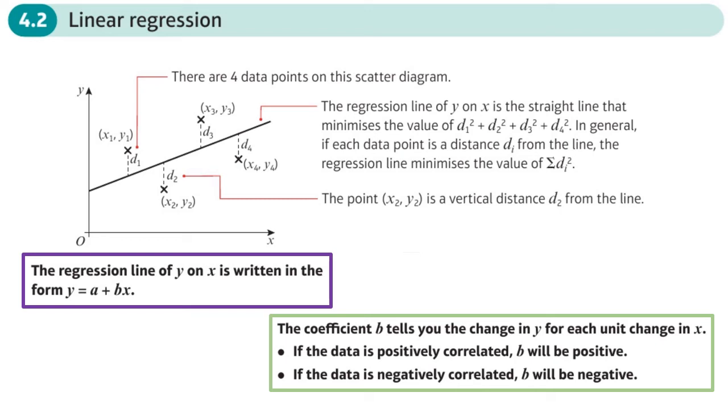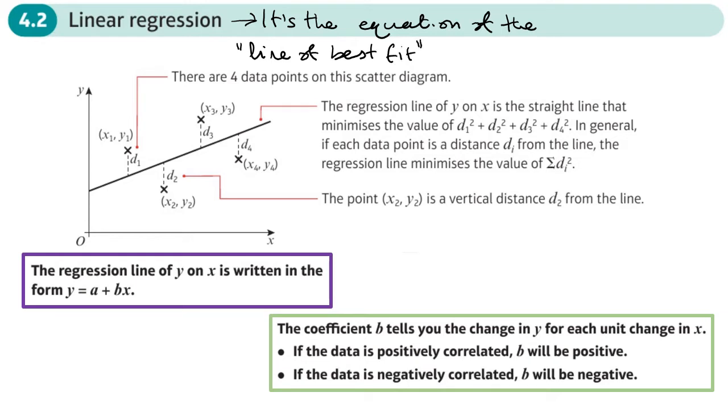This is the second section of the correlation chapter in the Applied Year 1 book, and this is linear regression. So before I go through all this stuff, I can just tell you in one sentence what linear regression is. It's the equation of the line of best fit, basically. That's basically what it is. But we don't draw on a line and work out the equation of that line. This is done mathematically by using a formula.